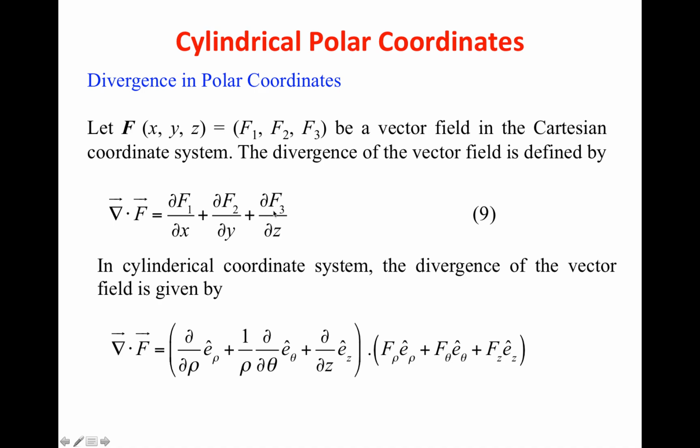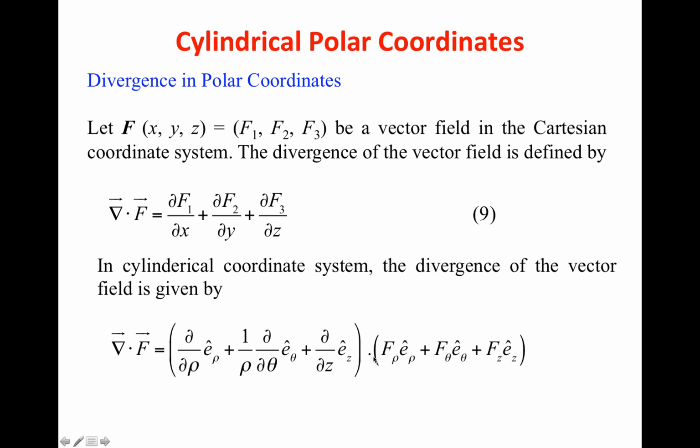So f1, f2, f3 will now become functions of your cylindrical polar coordinates rho, theta and z, and these are the components that I am putting in. So, I have that the component of the vector field f in the direction of E rho cap is f rho, similarly E theta cap is f theta and E z cap is f z, and I want to take its del operator. So, the dot product with the del operator.